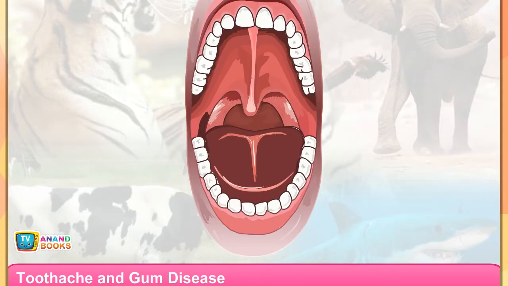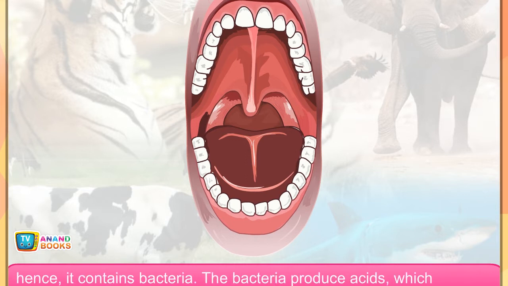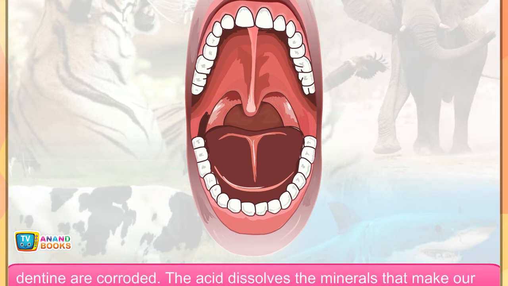Toothache and gum disease. A yellow sticky substance called plaque is deposited on the teeth if you don't brush your teeth regularly. Plaque is rich in sugar, hence it contains bacteria. The bacteria produce acids, which dissolve the calcium in the tooth enamel. Hence, the enamel and dentin are corroded. The acid dissolves the minerals that make our tooth enamel hard.